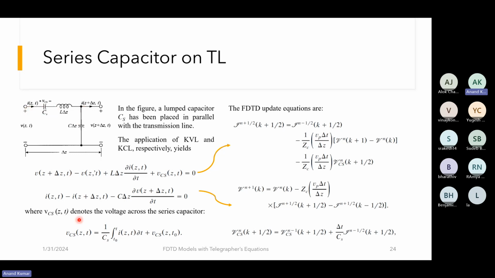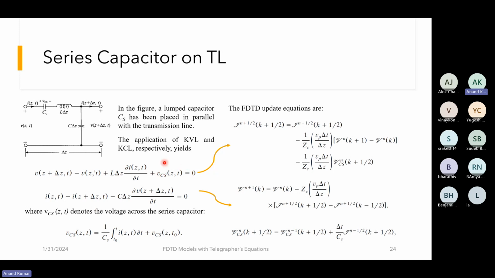So the voltage at the last node minus the initial voltage, and the voltage drop across the two elements, the lumped capacitor and the distributed inductor, is written over here. So this is the voltage drop across the inductor. This is the voltage drop across the capacitor. And now using KCL, we get the second telegrapher's equation. And since there is no change in the shunt elements, this particular expression remains the same.